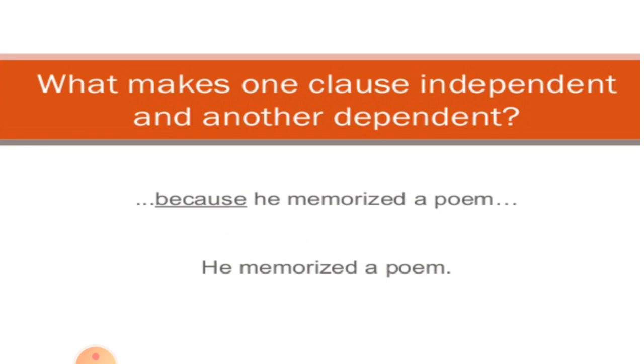What makes one clause independent and another dependent? That is the subordinator, nothing but the subordinator. Because he memorized a poem; he memorized a poem. Here, "because he memorized a poem" is a dependent clause because it is starting with a subordinator, and the second, "he memorized a poem," is giving a complete thought and it is standing on its own and it is not starting with a subordinator.